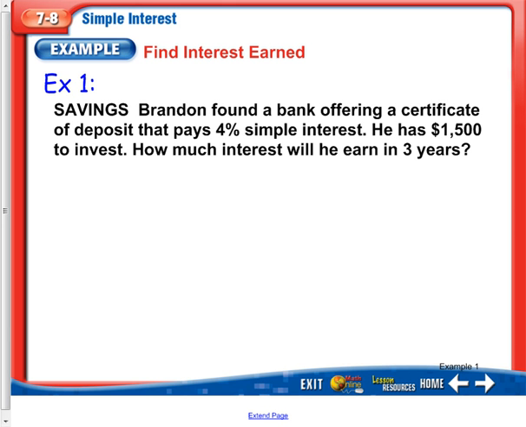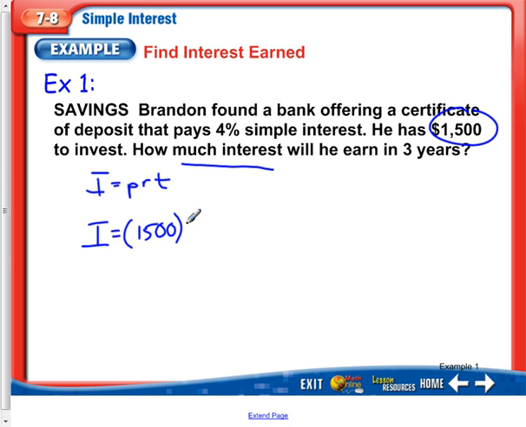Let's start by writing the formula. We have I equals PRT. We want to know how much interest, so we don't know the interest. So I equals, what is the principal? What's the amount of money we start with? We start with this $1,500, so let's write 1,500. And when you substitute, go ahead and put it in parentheses.